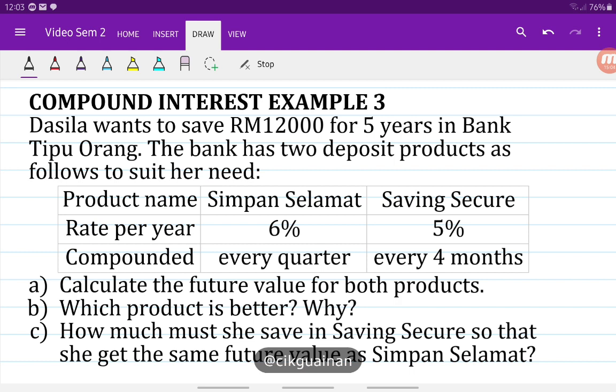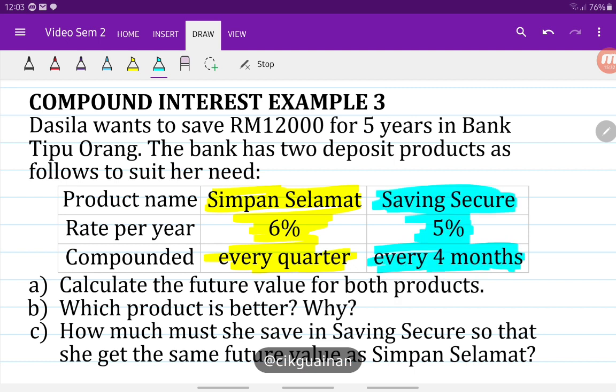The third example is about Dasila, who wants to save 12,000 for 5 years in Bank Tipu Orang. The bank has 2 deposit products as follows to suit her need. The first product is Simpan Selamat. Maybe I highlight it in yellow. And the next one, Saving Secure, 5% every 4 months. So we have the yellow one and the blue one.